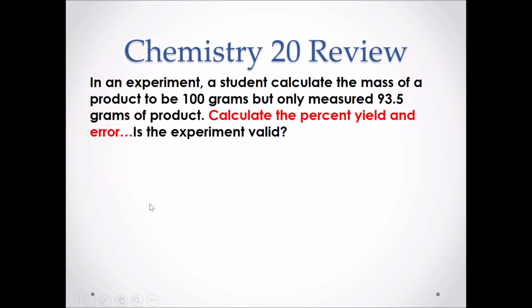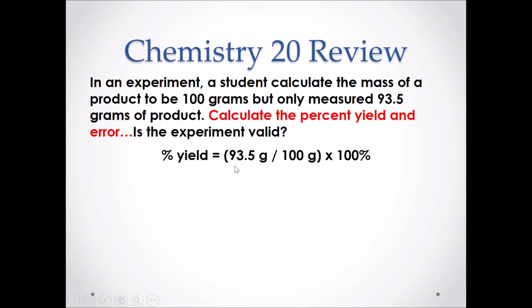And finally, our last example. In an experiment, a student calculated the mass of product to be 100 grams, but only measured 93.5 grams of product. Calculate the percent yield and percent error. Is this experiment valid? Pause the video and attempt this example.